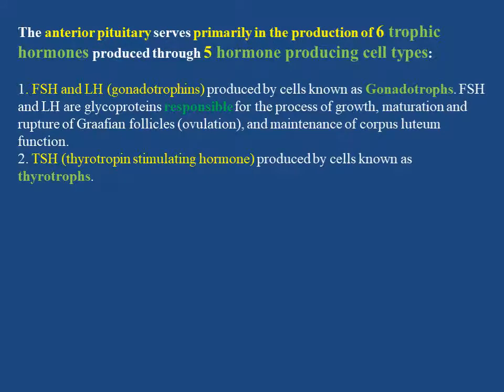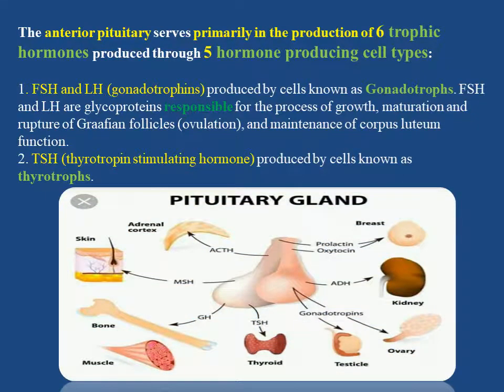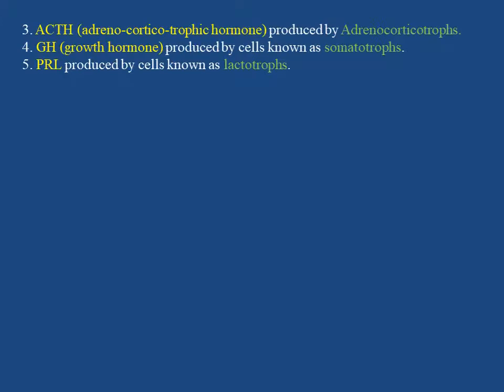Then the anterior pituitary primarily serves in the production of 6 hormones produced by 5 cells. FSH and LH are produced by the gonadotropes. FSH and LH are glycoproteins, responsible for the growth, maturation and rupture of the Graafian follicle and maintenance of corpus luteum function. TSH, or thyroid stimulating hormone, is produced by thyrotropes, then ACTH, adrenocorticotrophic hormone, is produced by corticotropes. Growth hormone is produced by the somatotropes.